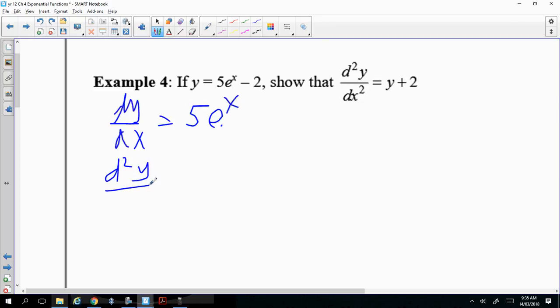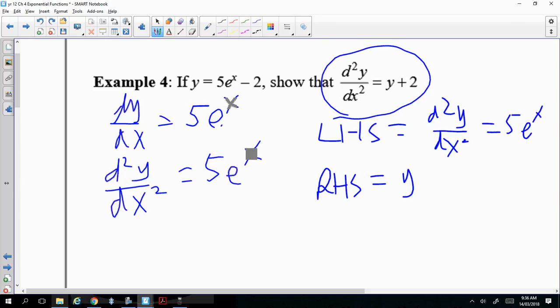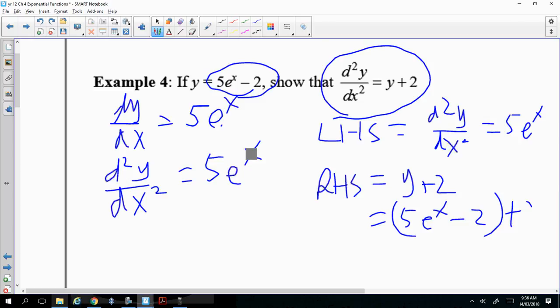So what do we do? We just have to show the left-hand side, which is equal to the second derivative, 5 e to the power x, and the right-hand side is equal to y plus 2. And y plus 2 is exactly... Oh, it didn't work. Oh, no, it does work. Sorry, it does work because I looked at the wrong one. That's minus 2, right? That's y plus 2. And the negative 2 and 2 cancel. Yes, it does work. And therefore, left and right are the same. And then you write the conclusion. Therefore, the second derivative is equal to y plus 2.